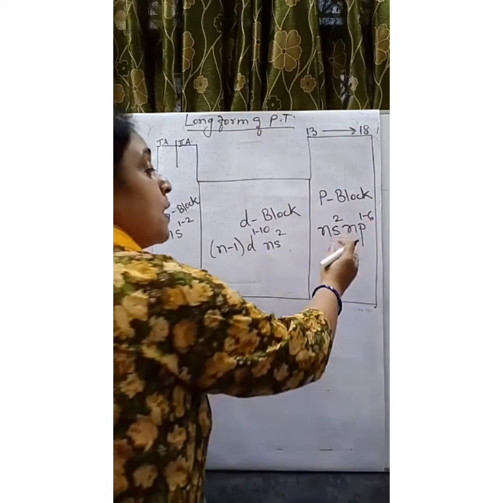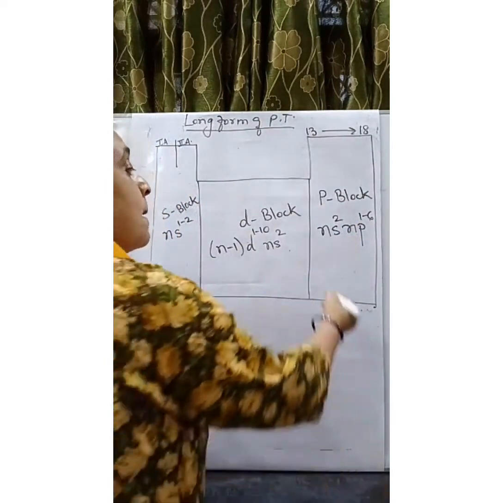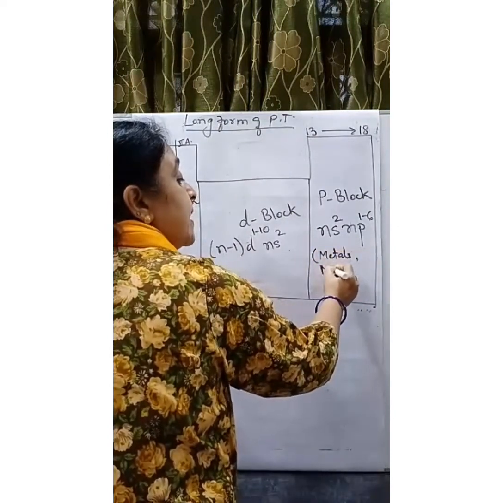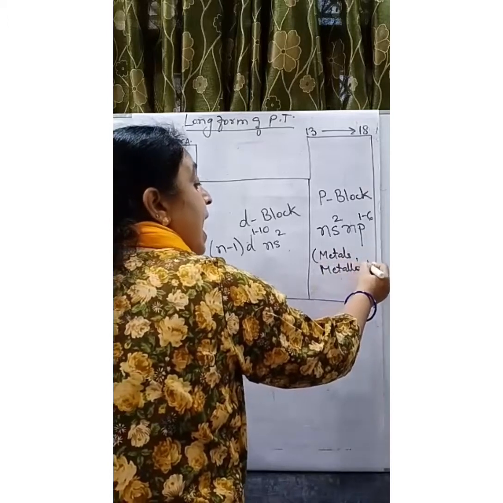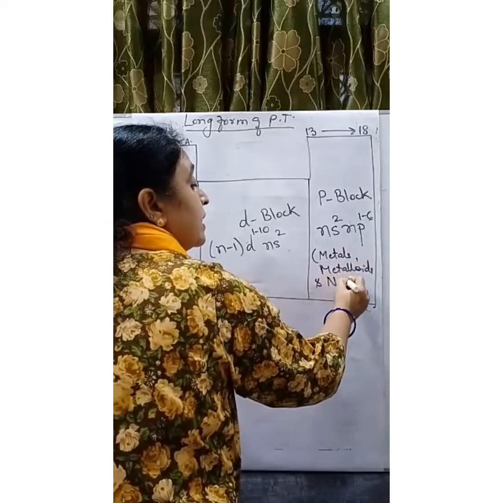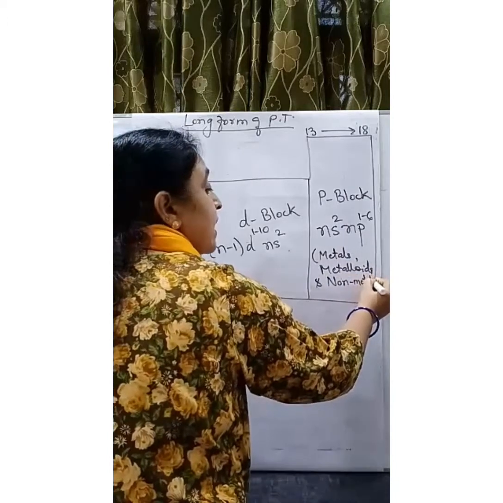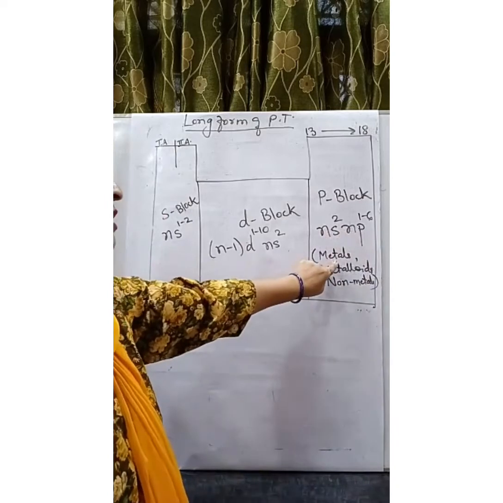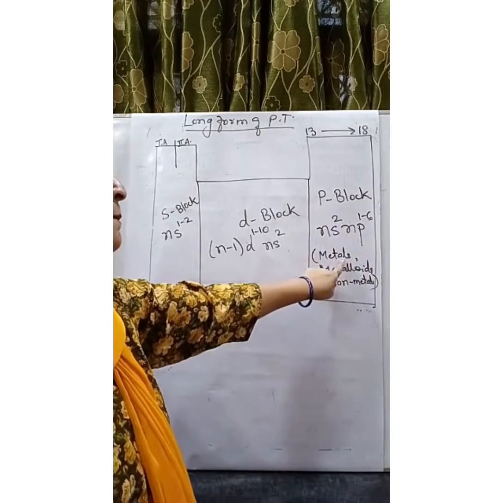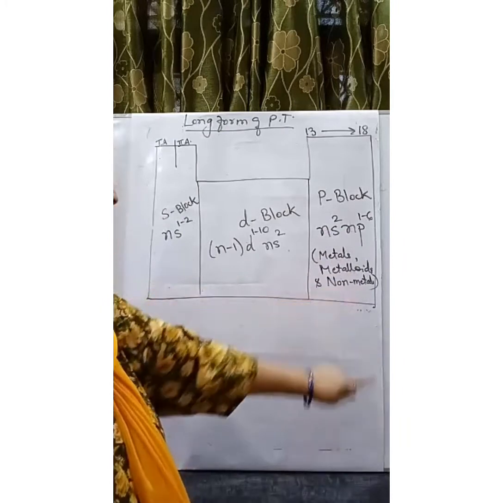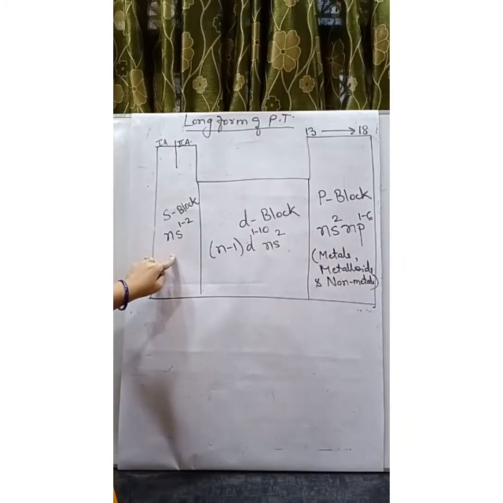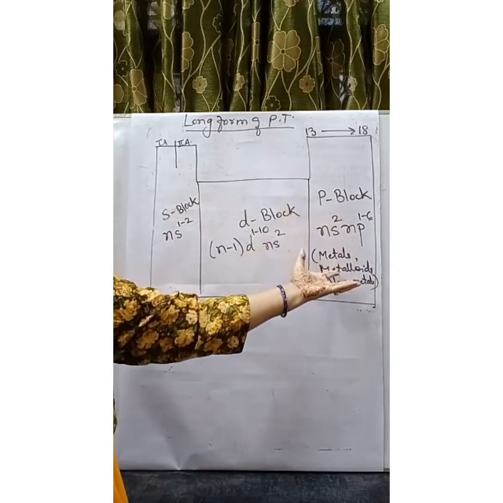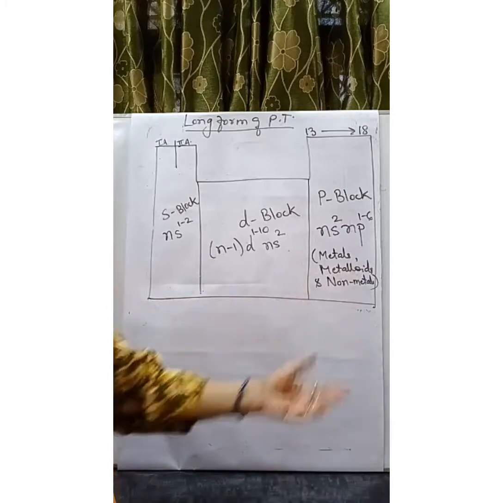The most important characteristic of the p block is that it includes metals, metalloids, and non-metals. That is why the chemistry of the p block is rich in variety, because it includes all three: metals, metalloids and non-metals. S block elements are basically metals. D block elements are also metals. But the p block has a combination of all these three.